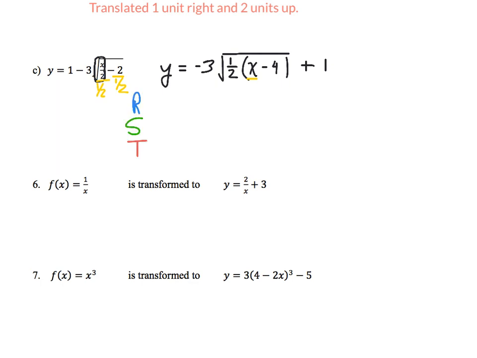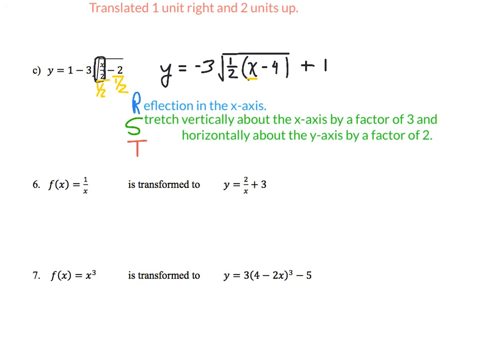So now that I have the equation rewritten in this form, I can start looking for reflections and stretches and translations. So the negative sign out in front of the square root tells me it affects y's, which will mean that we have a reflection in the x-axis. The 3 out in front means that we will have a stretch vertically by a factor of 3, and the half in here that's multiplied to the parentheses means we'll have a horizontal stretch by a factor of 2. And finally, we have a translation, 4 to the right and 1 up.